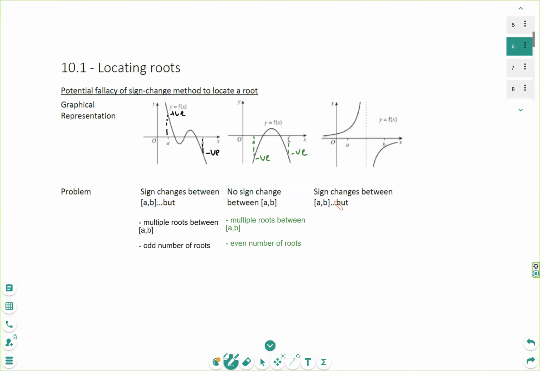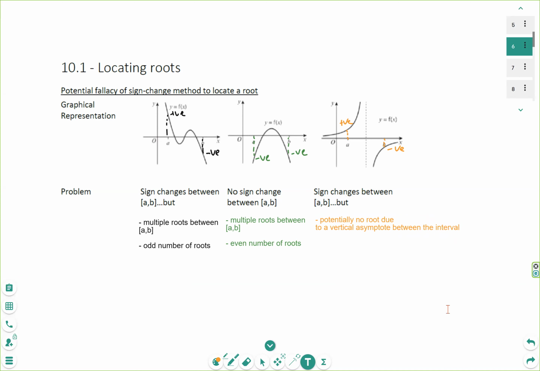Sign changes between A and B. So in A, this is positive. At B, this is negative. But if you look across the diagram, the graph does not cross over the x-axis. So there is actually potentially no root due to a vertical asymptote between the interval.